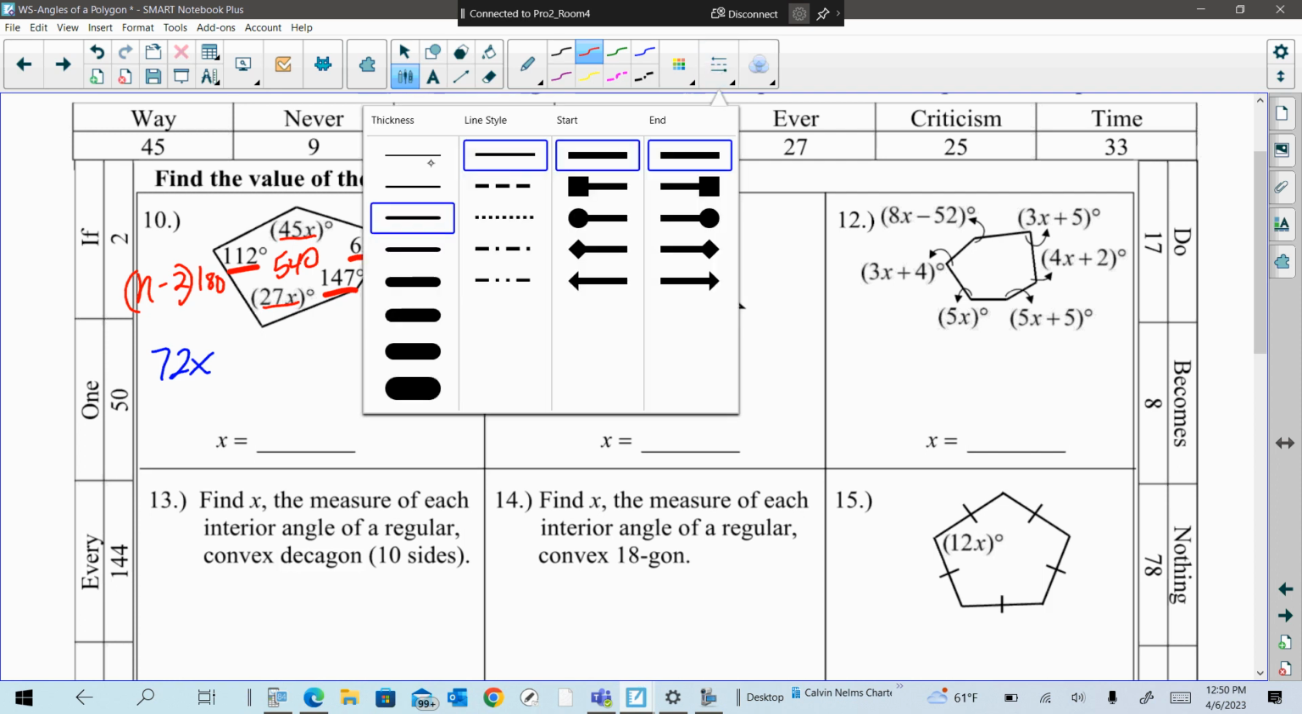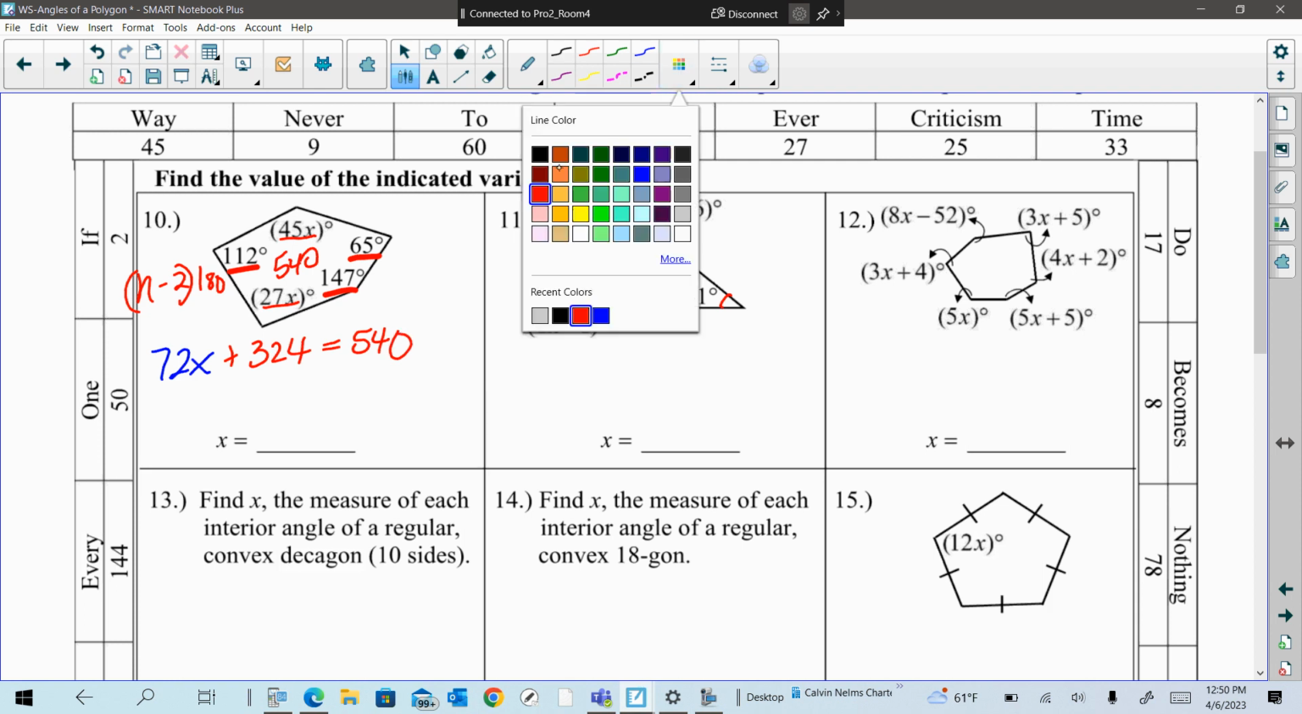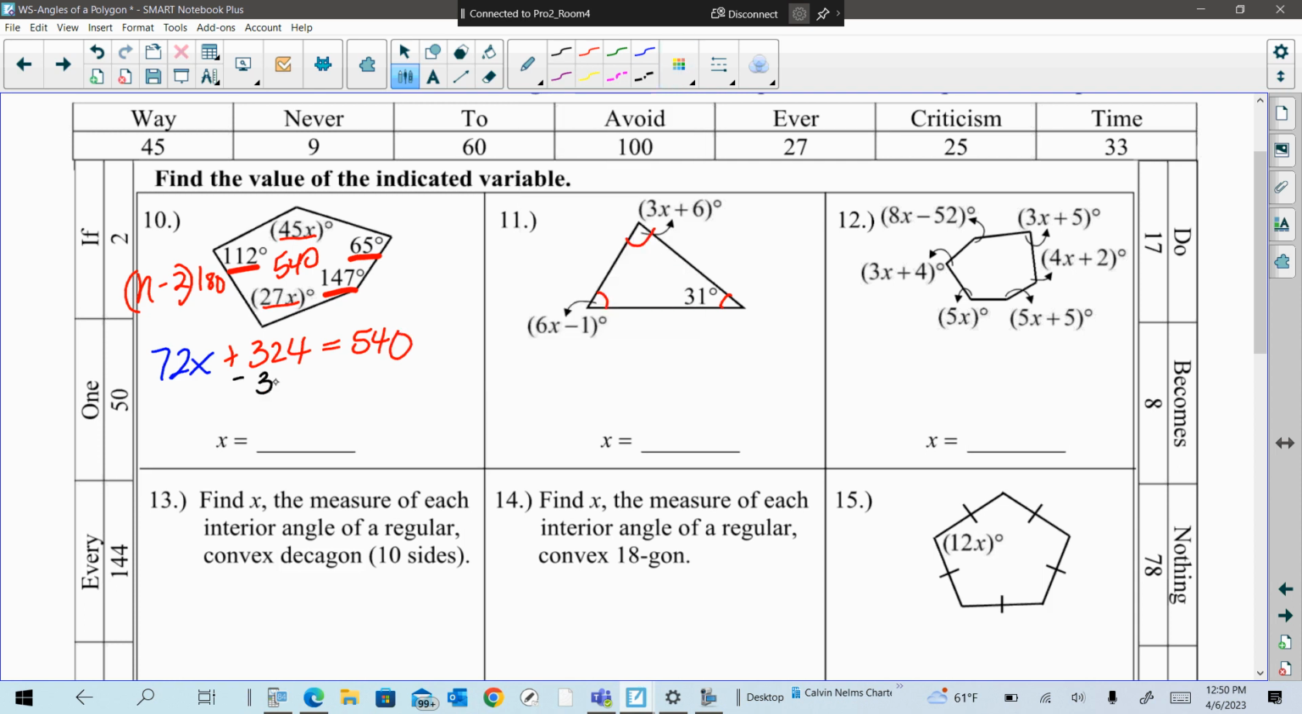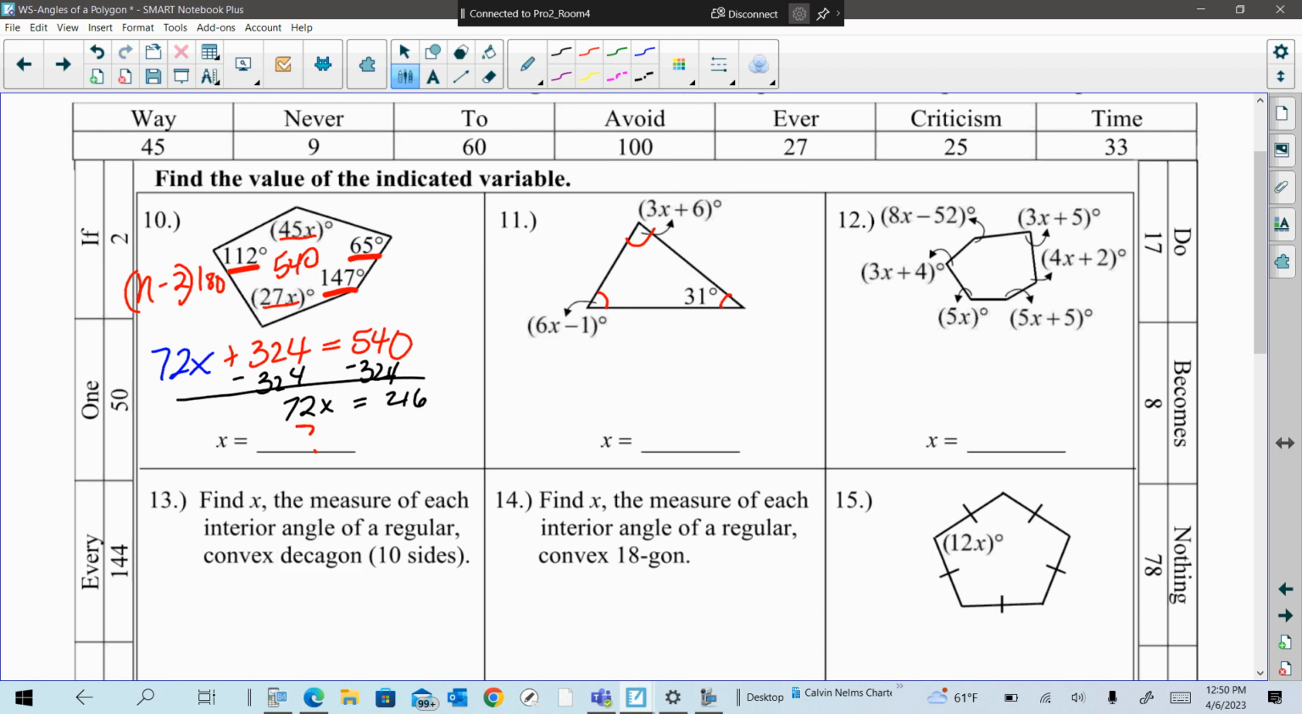324? Is that right? Okay. And so now our equation equals 540. So to solve our equation, you're going to subtract the 324 from the 540. I think that gives us 216. So 72x equals 216. Divide by 72. So our x is 3.